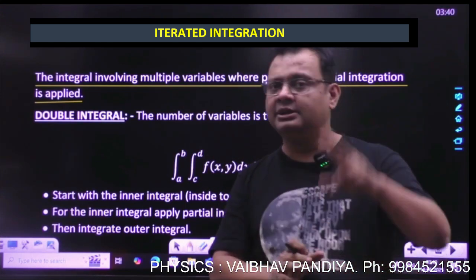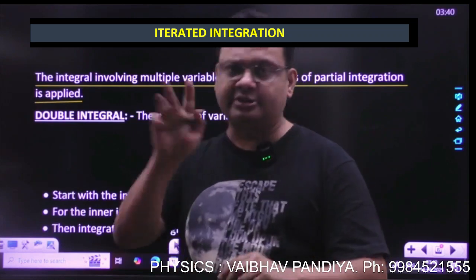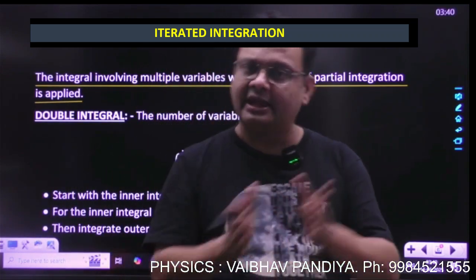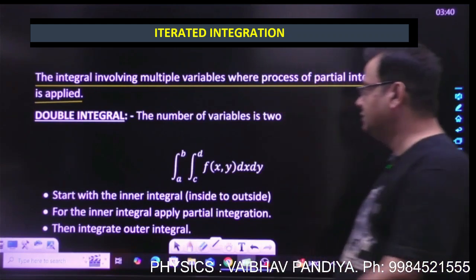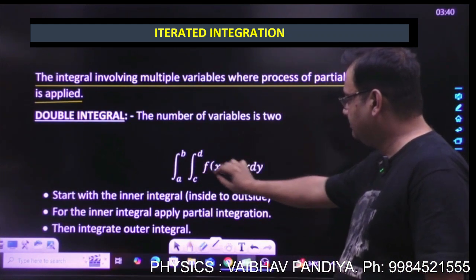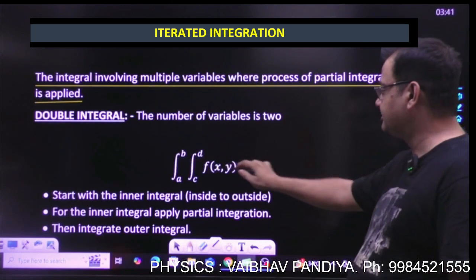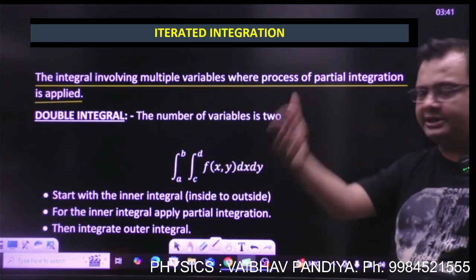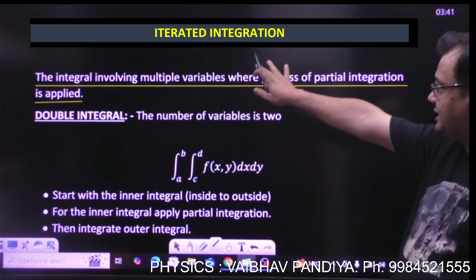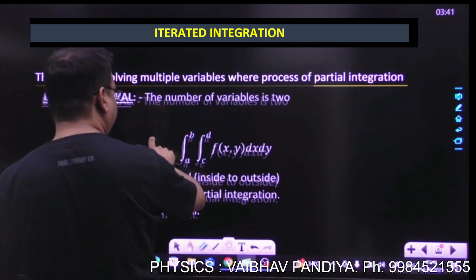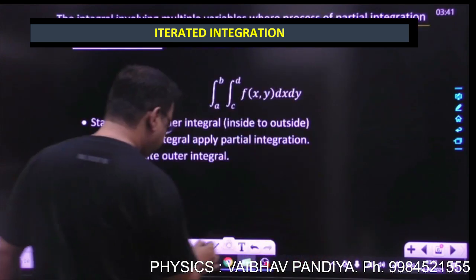In the double integral there will be two variables and two integral signs. In the triple integral we will have three variables and three integral signs. Got it? So whenever you see a multi-variable integral with a double or triple integral sign, and two elements like dx dy or three elements like dx dy dz, such integrals are called integrated integrals. Now let's see how we are going to solve such integrals.